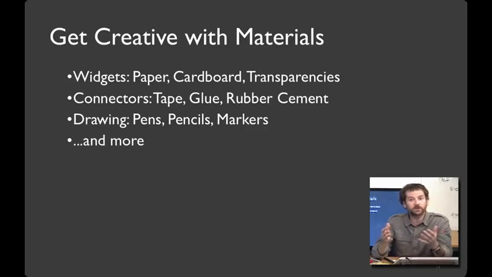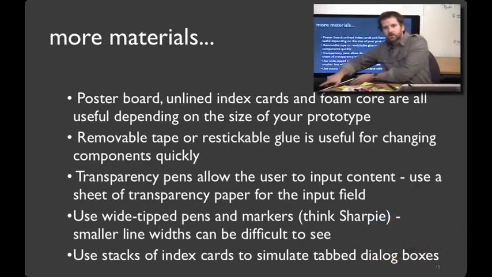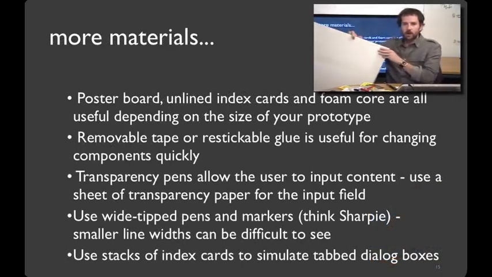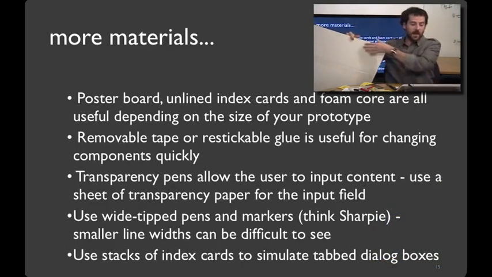If you've got layers in your user interface, you can use transparencies as a way of showing that. If you have pop-up menus, you can make the back sticky so that it can stay in the right place on top of the main interface. You can use any kind of marker or pen you want. You can have things be color or just black and white. Anything you can think of. You can use poster board like this, or cardboard, index cards, foam core, anything you want as a nice backing material.